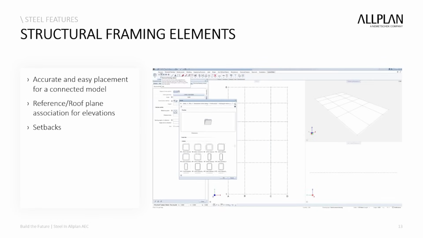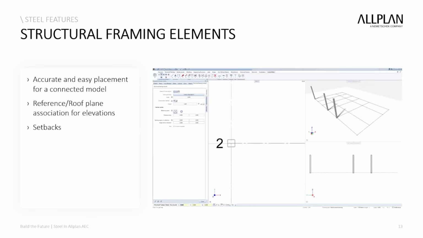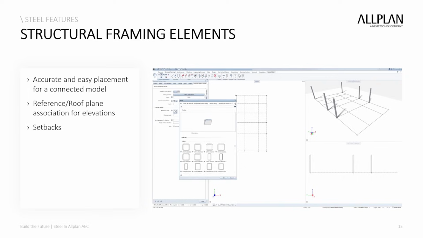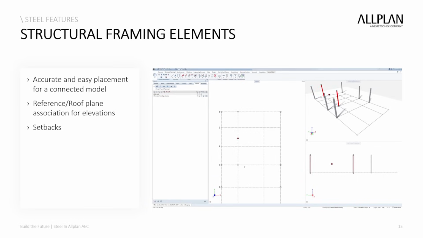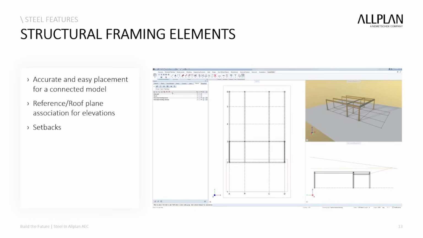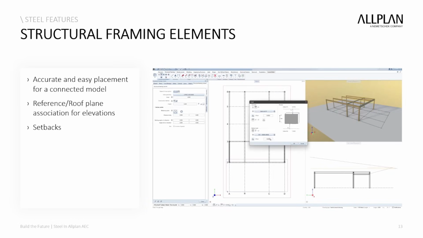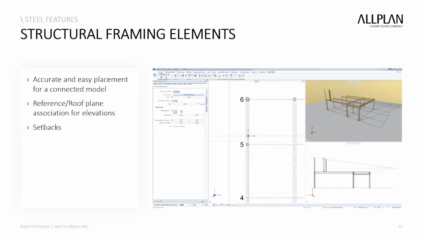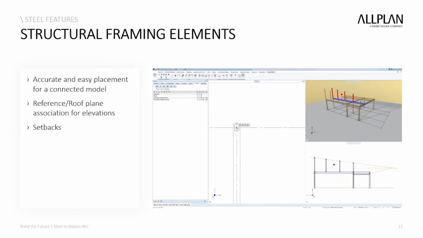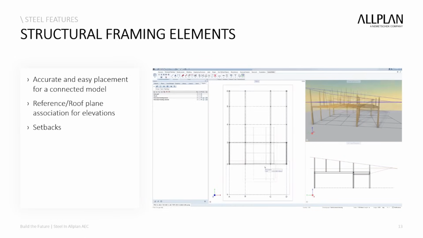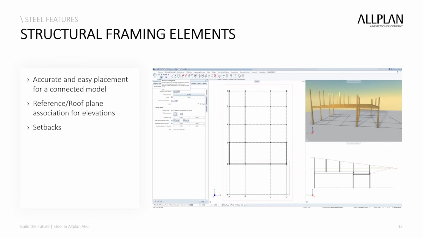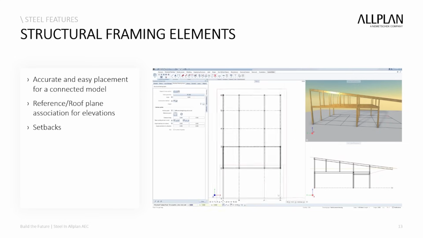An axis grid lets you quickly and accurately place structural framing elements, making it easy to create a connected model, which is essential for communication with engineers, detailers, and fabricators. It is possible to use floor levels, reference points, and planes to quickly generate roof frames. In this theoretical example, let's say the architect provides the interior roof line.